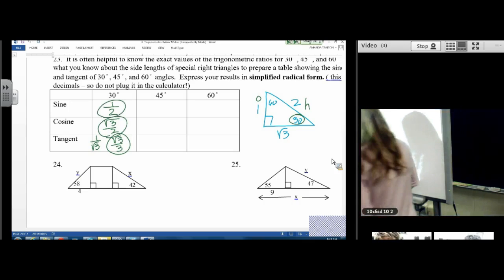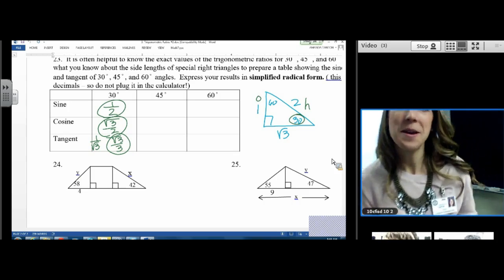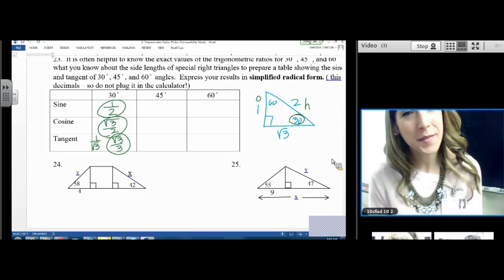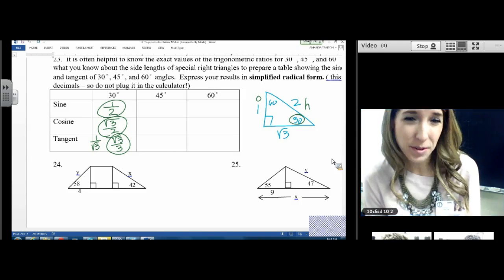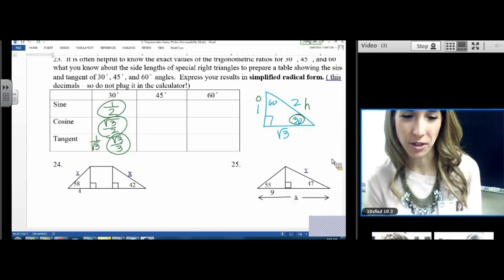Okay? So that's how you do trig by hand, but you can only do it when it's a special right triangle. If it's a special right triangle, you really wouldn't use trig. You would use your rules.